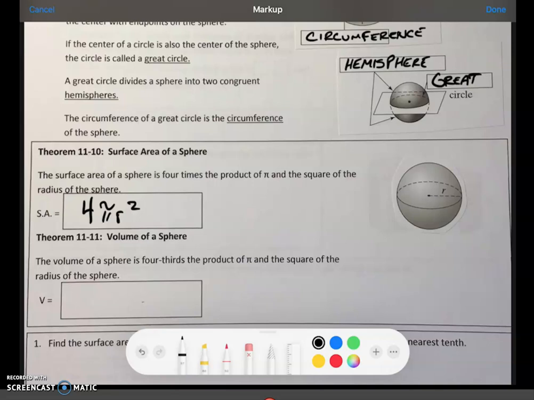The volume: how much air can be put in this basketball? How much liquid can we put in this globe here? This is going to be a very unusual formula. It is going to be 4/3 pi r cubed.